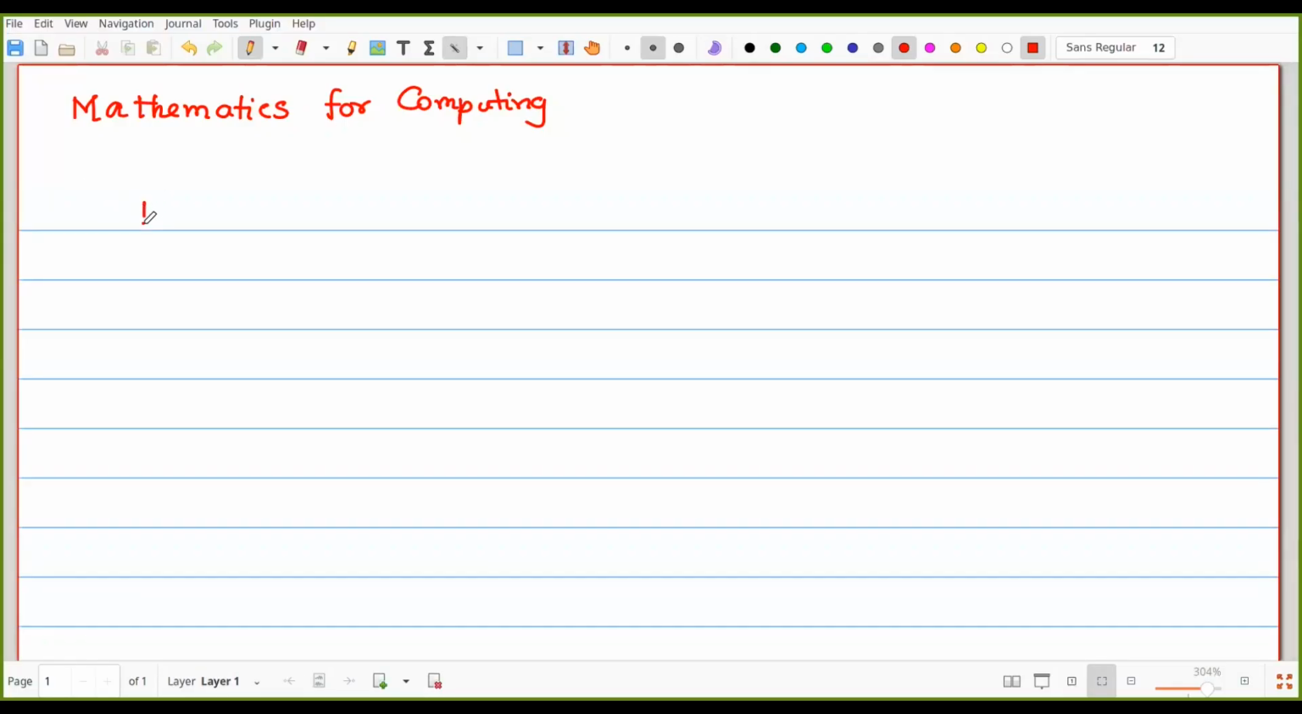Measures of central tendency. Today that would be our last topic on measures of central tendency. And there are two other topics.